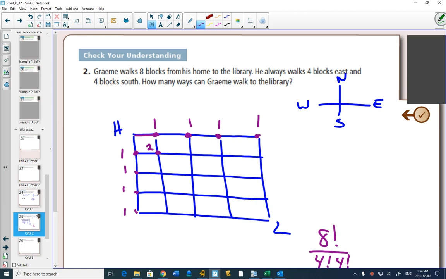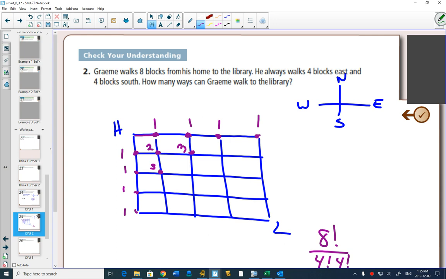But for Graham, walking to the library, he's got some options here. If we think about this dot right here, how many ways can he get to that dot? Well, let's count them. 1, 2, 3. Ooh, I guess I kind of gave away where I live. Anyways, there's 3 ways to that dot. And there's 3 paths to that dot.